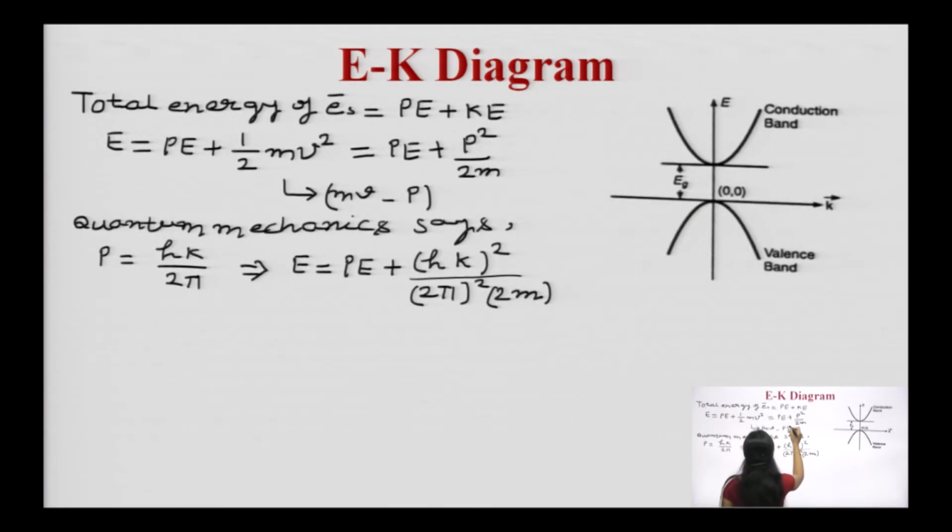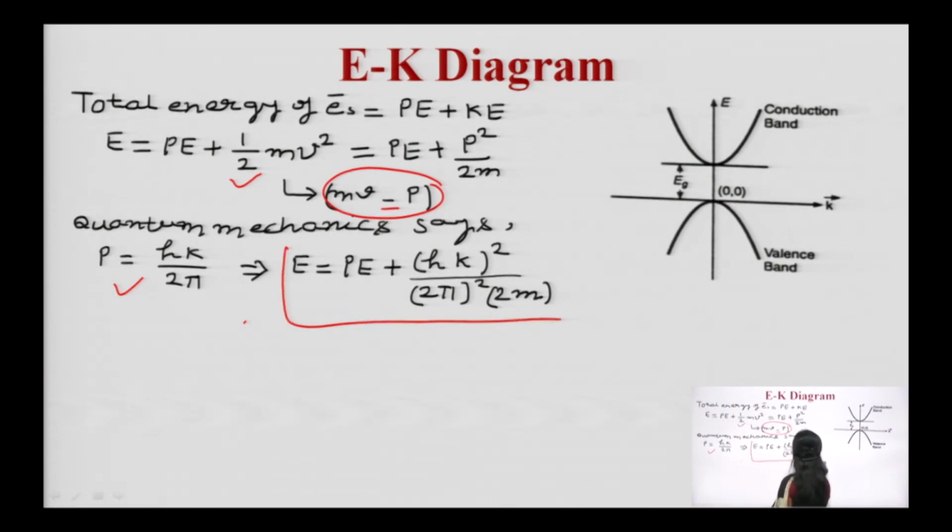Total energy can be written as the sum of potential energy and the kinetic energy. Kinetic energy is mv square upon 2. At the same time, you know P is m into v. So, by substituting this term, you can write potential energy plus P square upon 2m. And quantum mechanics says P is h into k upon 2 pi. So, just substitute the value of P, which is h k upon 2 pi, into this equation. You can write this as potential energy, which is some constant, plus h square k square upon 4 pi square into 2m.